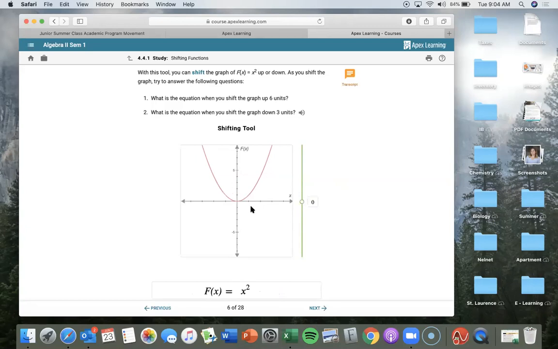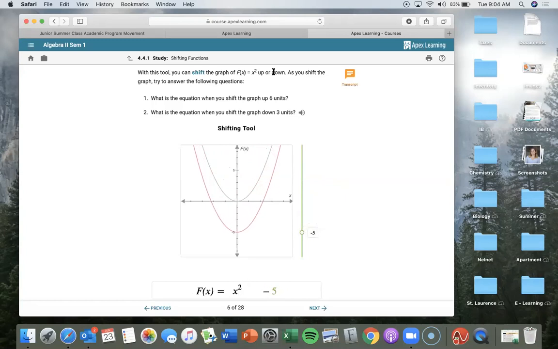So this is our normal x squared. You can see that if I start moving upwards, all I'm doing is adding value. So if I go up to 5, I've just added 5. Same thing if I go downwards though, I'm now subtracting from my original parent function.